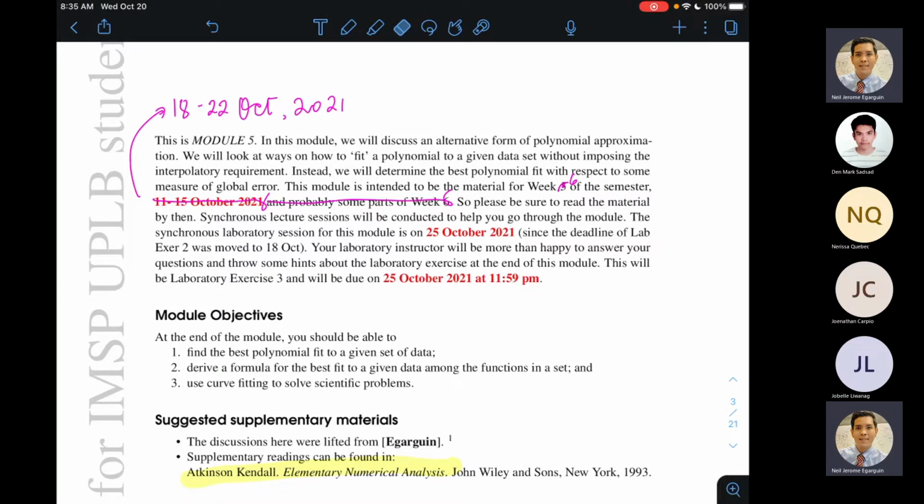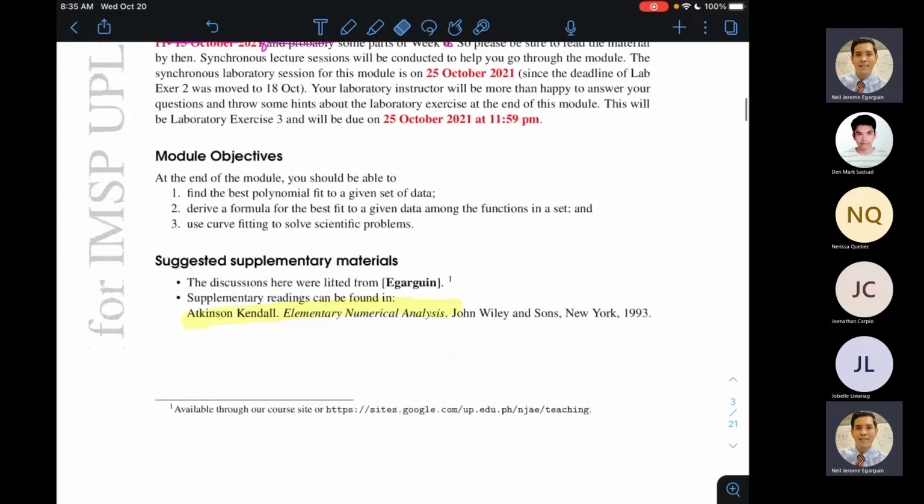And if you want to see some more materials about it, I based my discussion here from this book, Elementary Numerical Analysis by Atkinson. So meron din siyang additional examples from there.